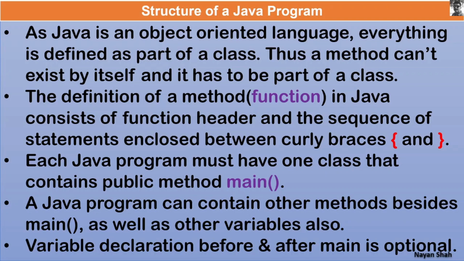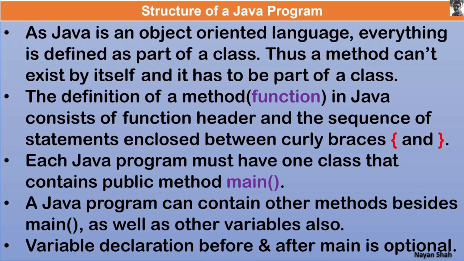A Java program can contain other methods also besides main, but there has to be one method with the name main, and there can be other variables also. There can be as many variables and as many methods as you want in your program, but there has to be one class where the main method is defined.